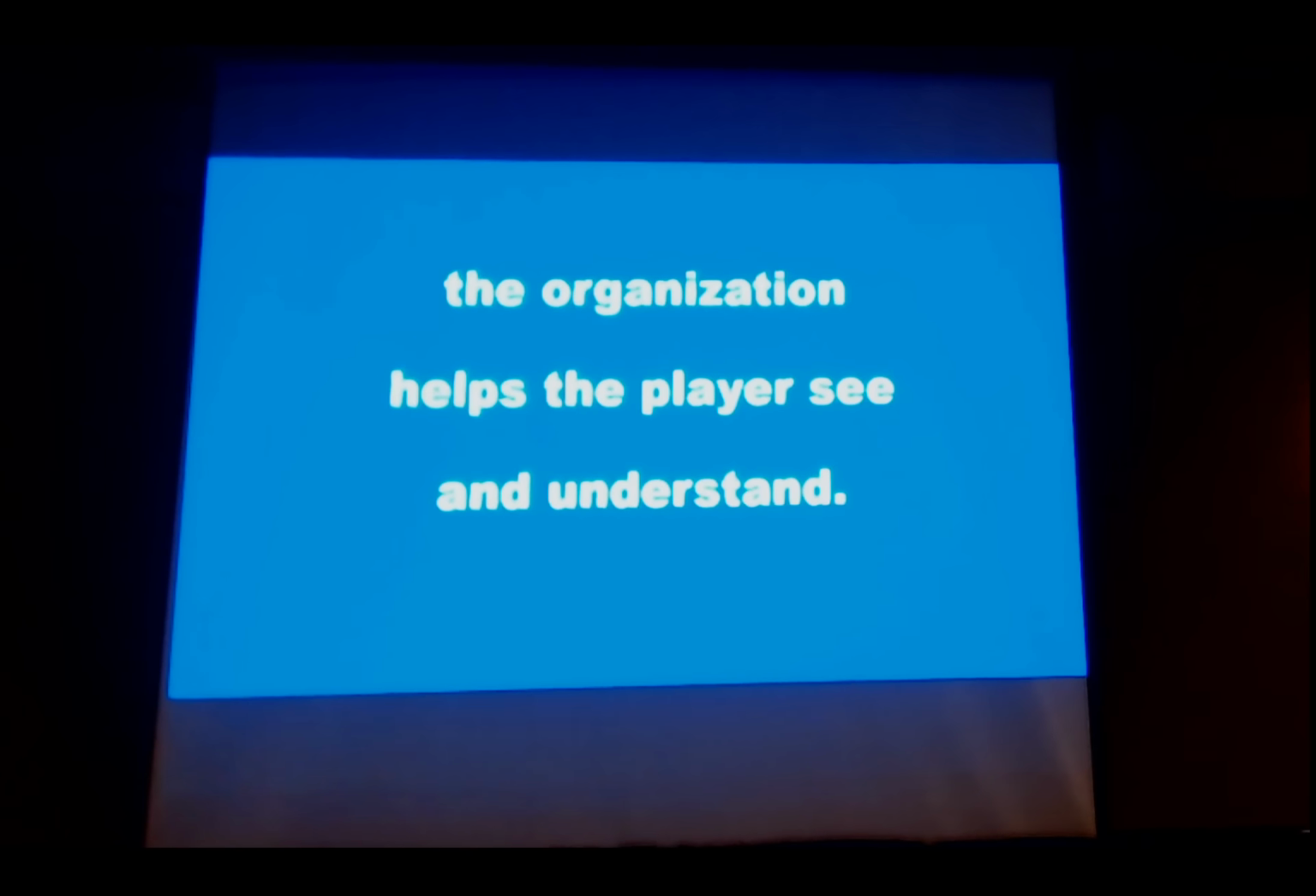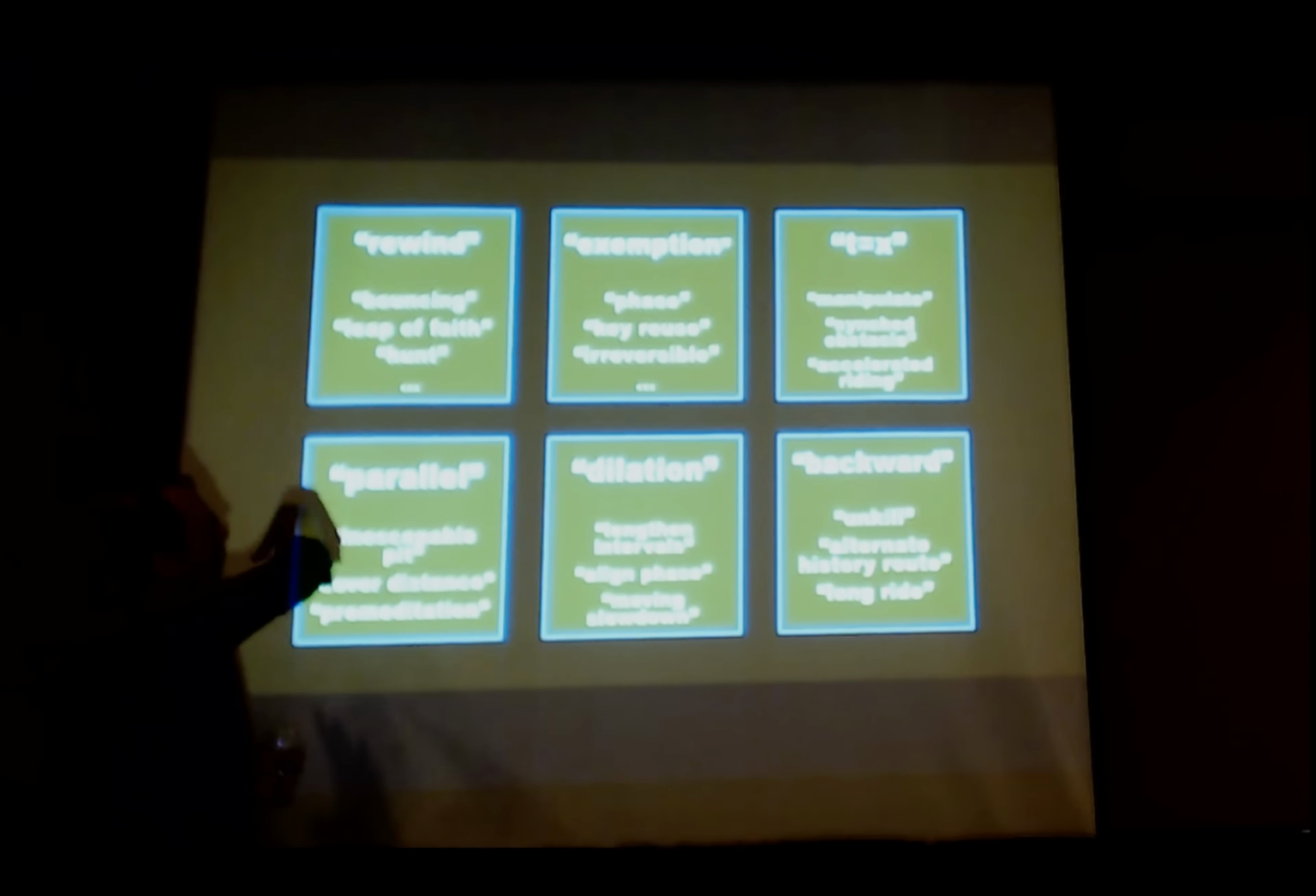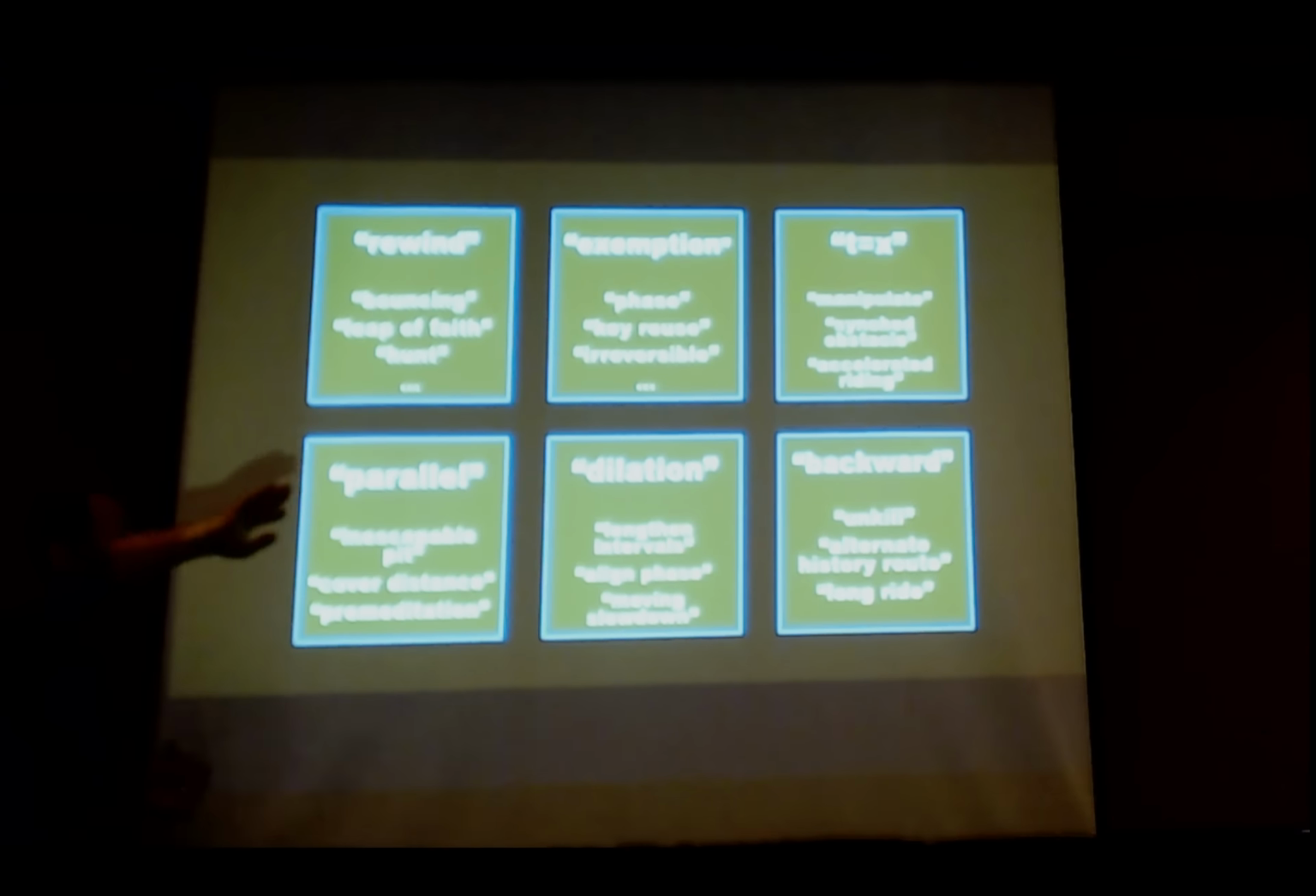Now, that organization is what helps the players see and understand the ideas, right? If I went back and took this chart and said, you know what, I don't want to organize my game this way, I'm just going to take the parallel universe puzzles and scramble them among the rewind exemption puzzles and the reverse time puzzles and all that stuff, then you get something very different. It becomes much harder to read the game as a player.